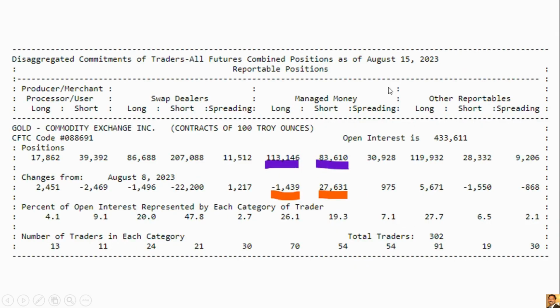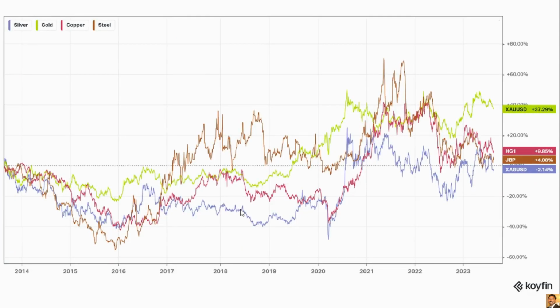And this is the CFTC report. It's a weekly report that came out on August 15. This will help us know what the short-term trend is. I look into the managed money section. If you see here, they reduced their long positions and added short positions. But even though they added 27,000, the short position is still lower than the long positions. So in the short term, we may see some more selling pressure on gold, but in the long term, they are bullish. And this is how the major commodities did over the last 10 years, like silver, gold, copper, and steel. Gold stands tall, having gone up almost 37%, and silver is negative, like 2%.